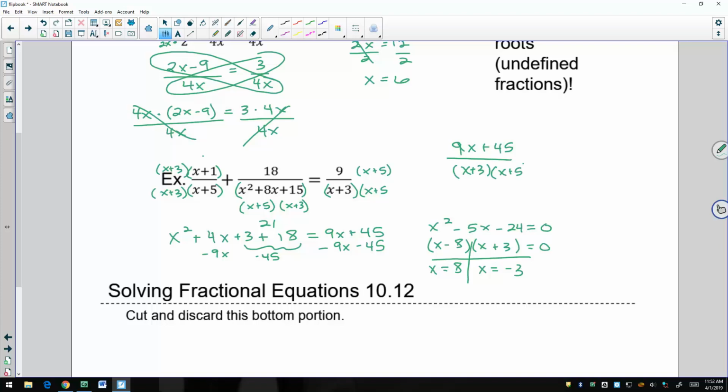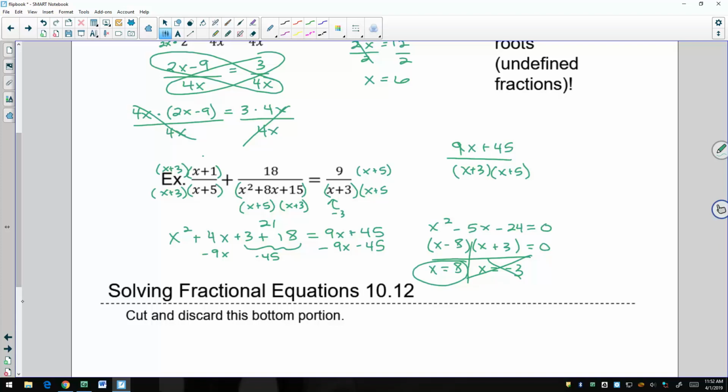And actually, you don't even have to check that version. You could have checked the original, because even if you just check it in the original, negative 3 plus 3 is 0, so you are going to get 0 on the bottom if you plug in negative 3. So therefore, negative 3 does not work. So cross off negative 3, your only answer is 8. If you plug in 8 on the bottoms, you won't get any zeros. So there's only technically one answer.